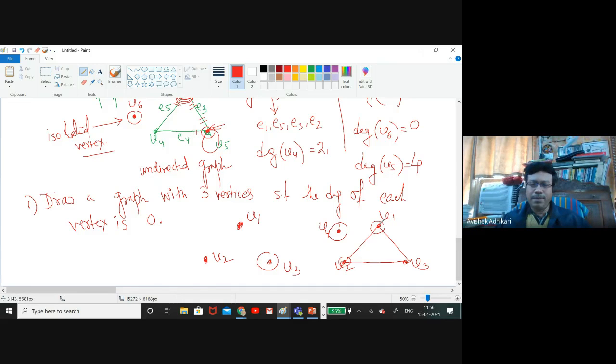But if there exists some vertex to which you cannot move from any of the other vertices, then we call it a disconnected graph. So initially the triangle was connected, but due to the addition of this V4, this graph becomes disconnected.